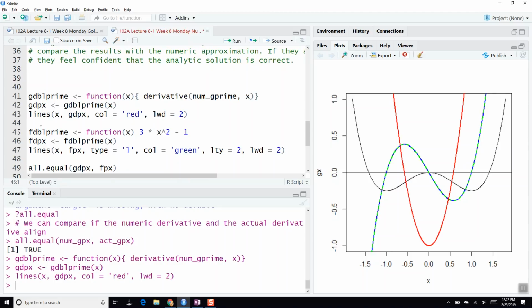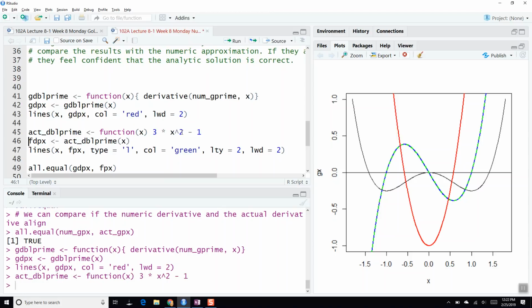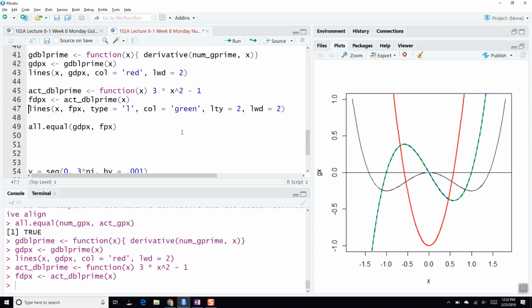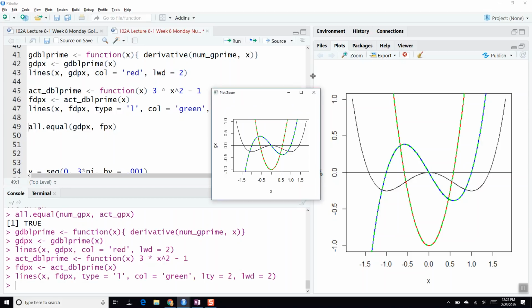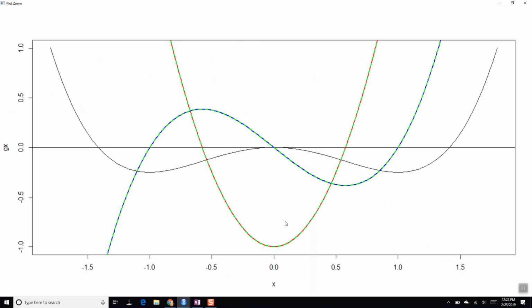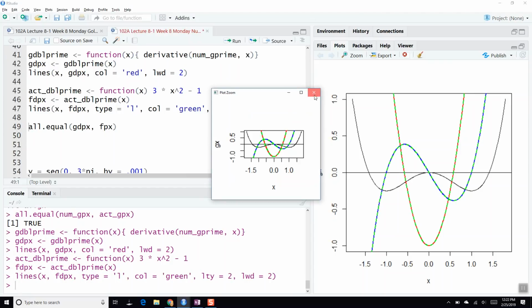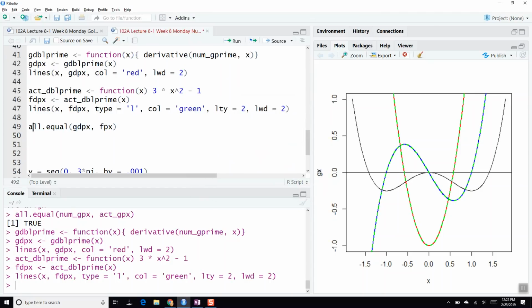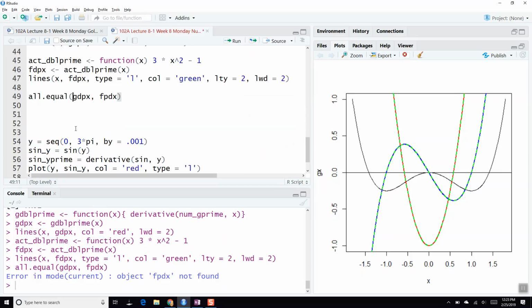And then the actual double prime, using calculus, is going to be 3x squared minus 1. So I'll call this actual double prime, and we'll do that. And then again, I will graph this using a dotted line. And again, using the actual thing, we see it line up pretty much exactly on there. So let's compare g double prime of x versus f dpx, the g double prime versus the actual double prime values.